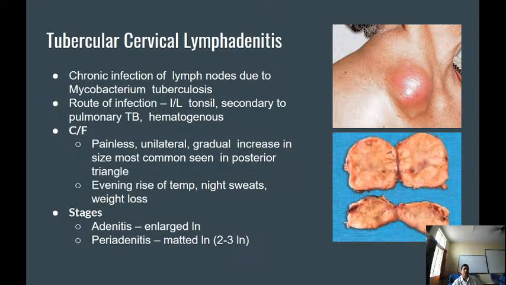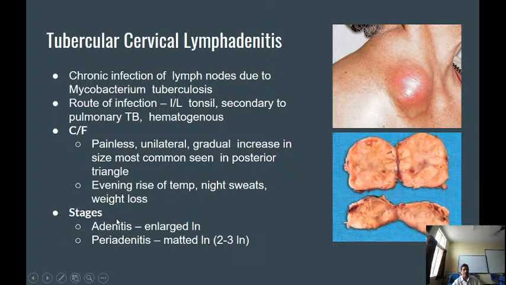Then we come to the lymph nodes which are present in the entire neck: the midline, the lateral, and the group of posterior triangles. The infections are usually chronic infections, and the most common chronic infection that we have in our country is tuberculosis. These are usually painless to start with, then increase in size, with evening rise in temperature, night sweats, and weight loss because the appetite is down.